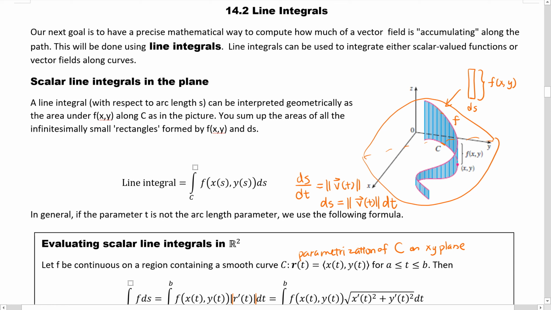Okay, so that is the scalar line integral. In the next video, we're going to talk about vector fields along the curves.